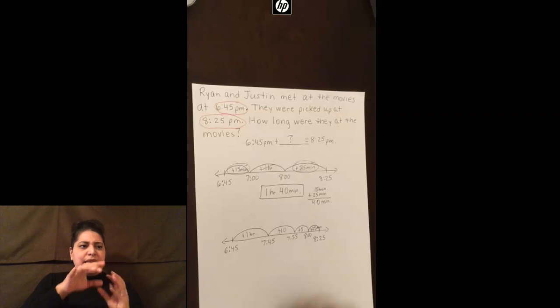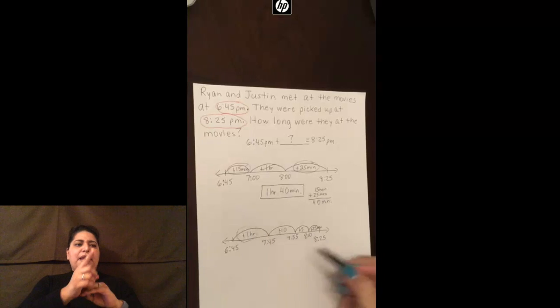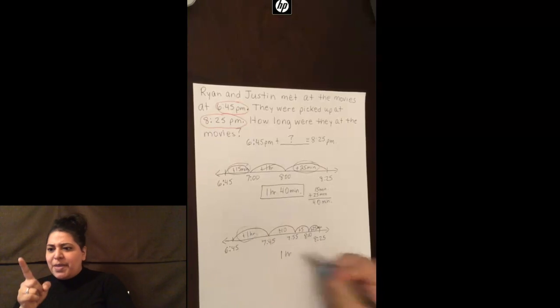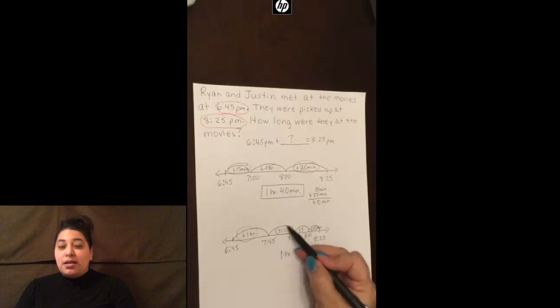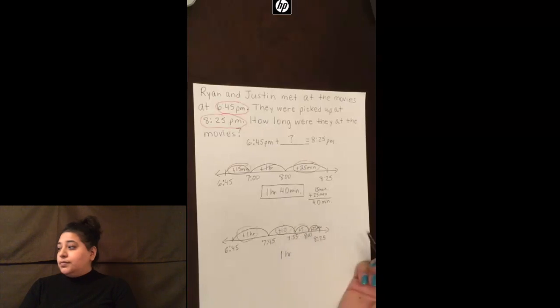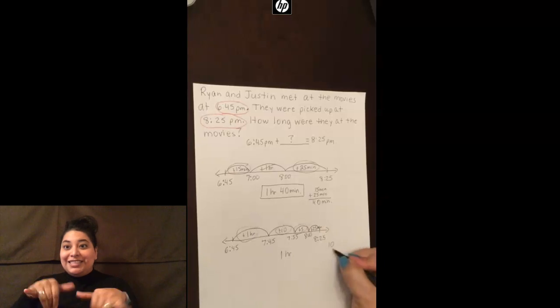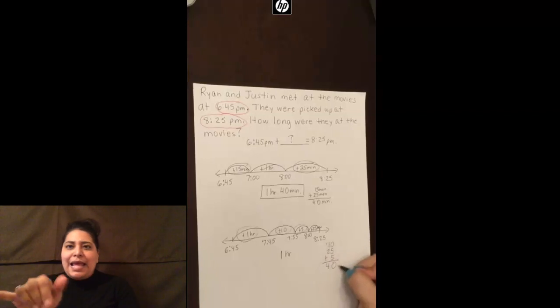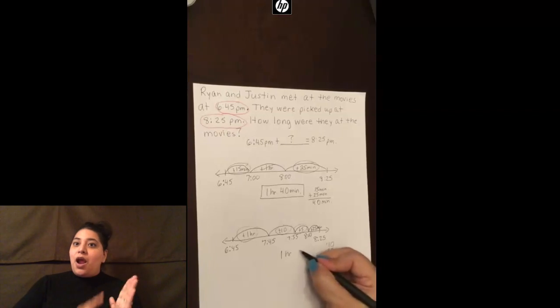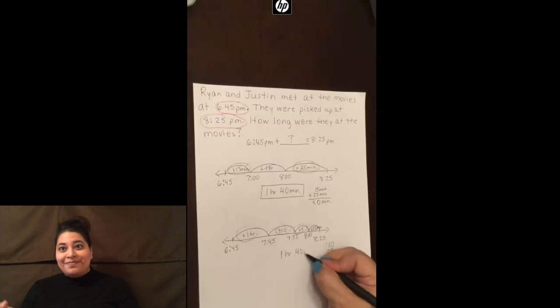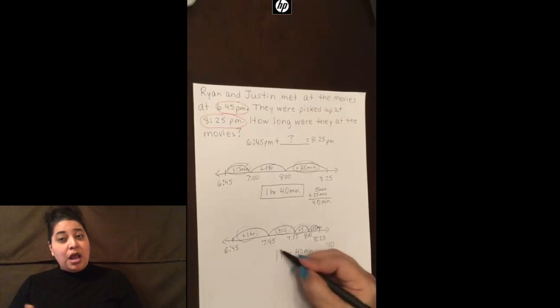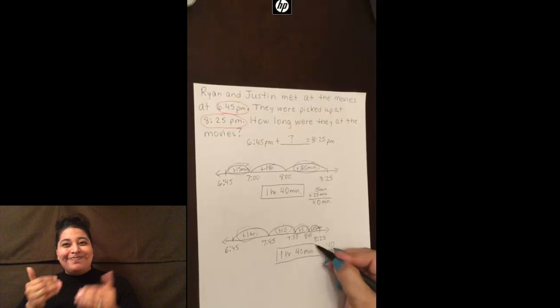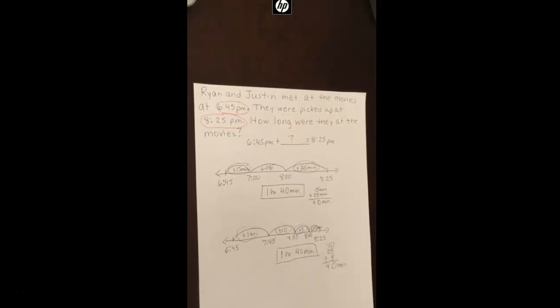That's okay. So again, we can look at this and see we've got 1 hour. Then we add our 10 minutes, 5 minutes, and 25 minutes. And that's still going to give us our 40 minutes here. So we end up with the same amount of time, 1 hour and 40 minutes. All right, now it's your turn.